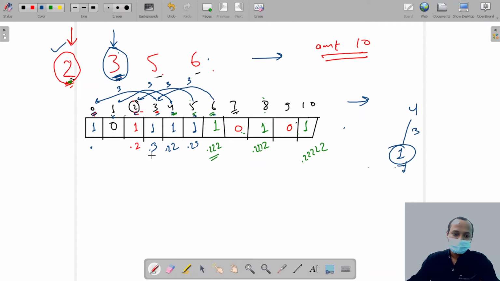Now we see there is a way to pay 3 rupees, that is 0.3, and we are using the 3 rupees coin, so we write 3. So this is the way to pay 6. Now we can say there are 2 ways to pay 6 rupees.